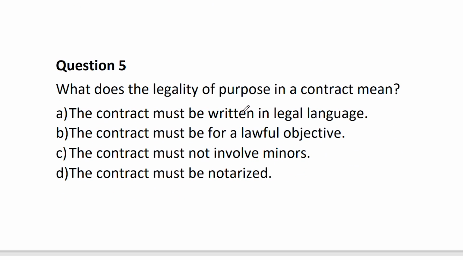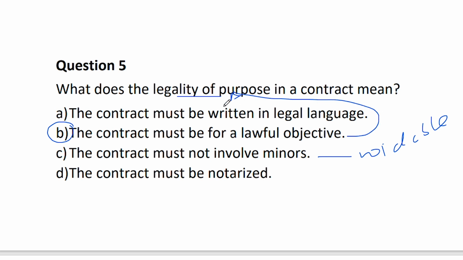What does legality of purpose in a contract mean? Well, does it mean that the contract must be written in legal language? No. The contract must be for a lawful objective. What do you think? The contract must not involve minors. Well, in that case, it's just going to be a contract that is voidable, okay? At the option of the minor. Contract must be notarized? Not really. The answer is the contract must be of a lawful objective. Otherwise, that is legality, okay? Intention for legal purpose to follow, because whatever you're doing is legal.